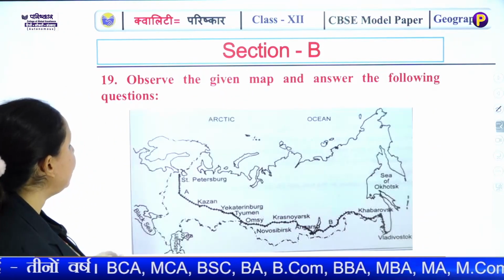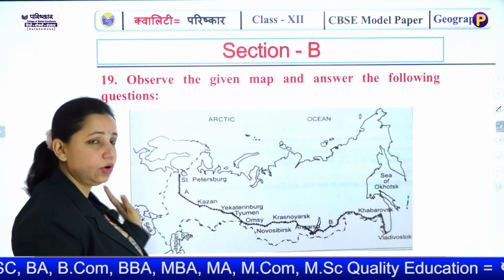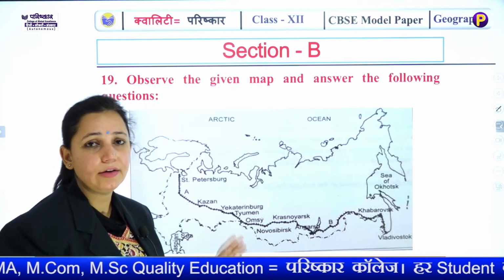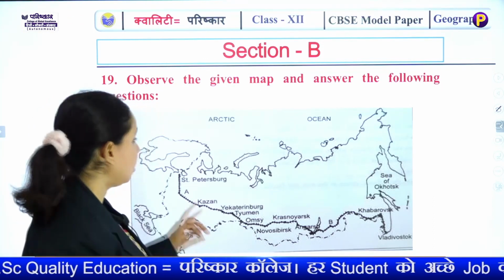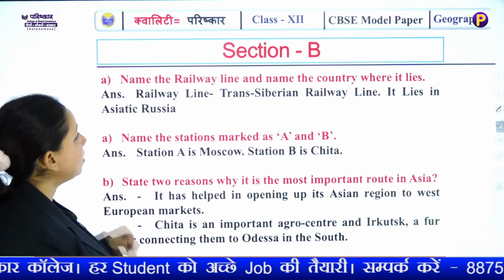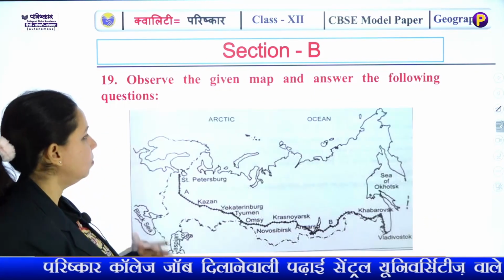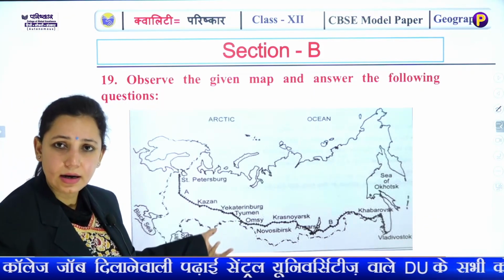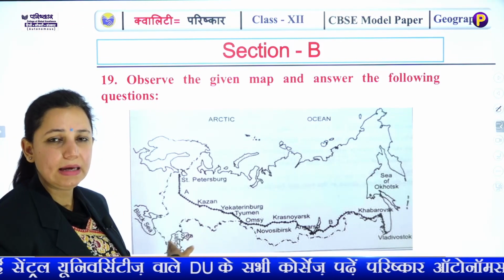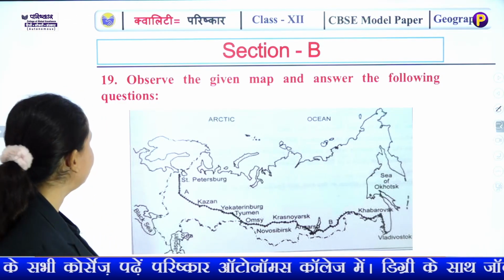Now next question, short answer type. Now a map is given to you. If you know your world map, you can easily identify which country's map it is. Now, given on the map itself, you have the answers. Name the railway line and name the country where it lies. If you are able to recognize the country, the places and the railway network which is being given, you can answer this question in one-liner. These are one-liner or two-liner answers.